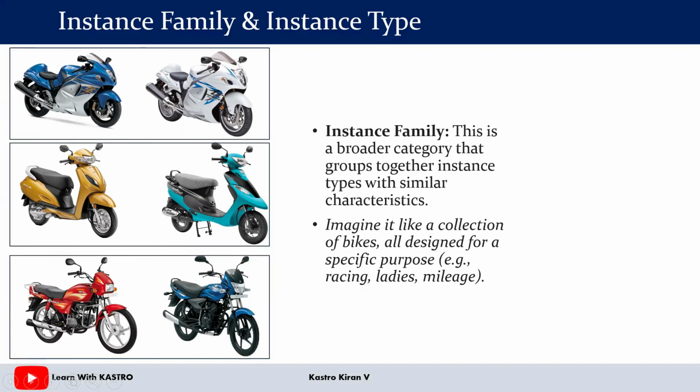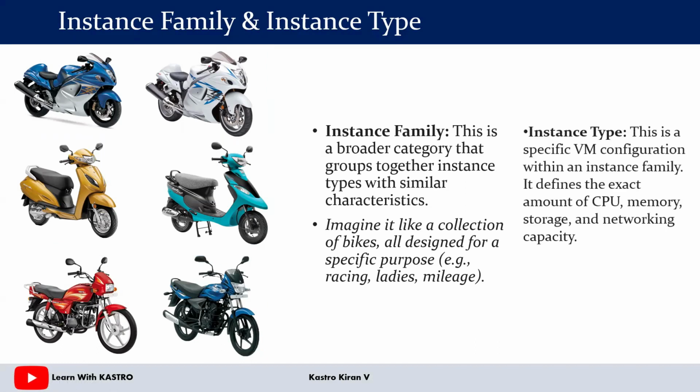And the next one is known as instance type. An instance type is something which has a specific configuration within the same instance family. Now assume that the first racing bike belongs to the Yamaha company. The second bike belongs to the Honda company. So like this, what is happening? They are all racing bikes only.